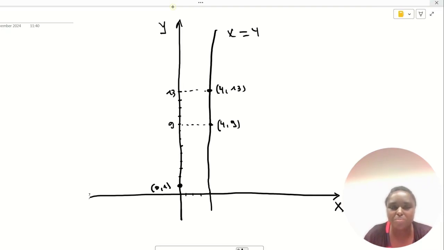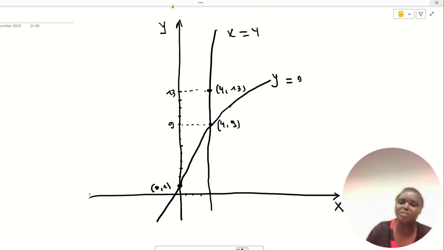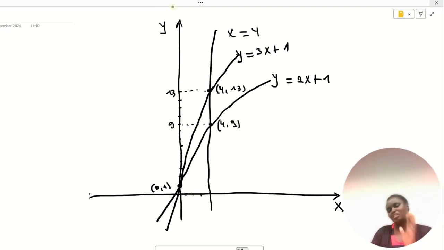And one of our lines will pass through these 2 points. Yes, and this line is the line of equation y equal to 2x plus 1, and the other line will pass here. Yes, wow. Here, and this is y equal to 3x plus 1. Please sketch these lines well.